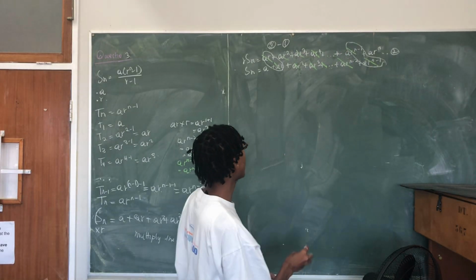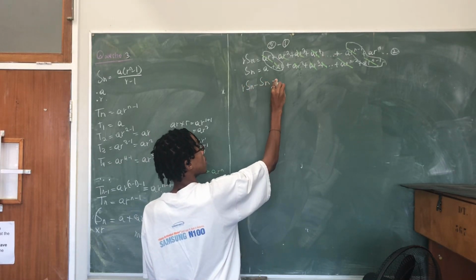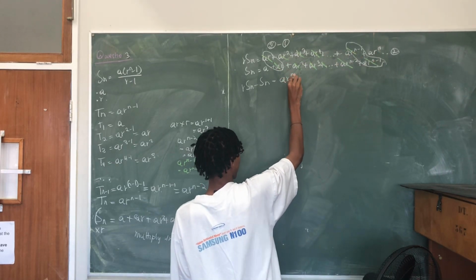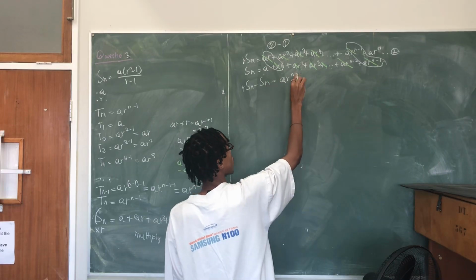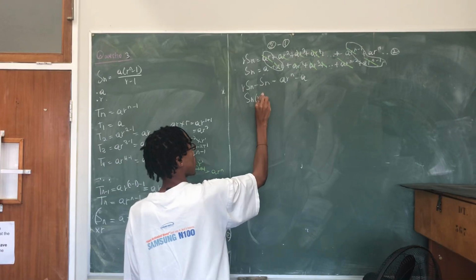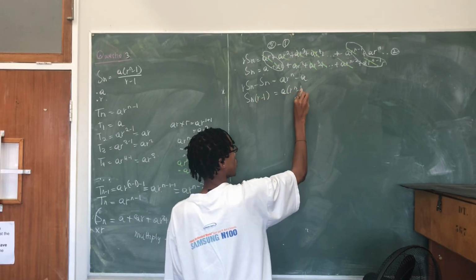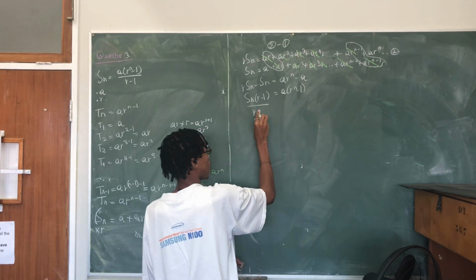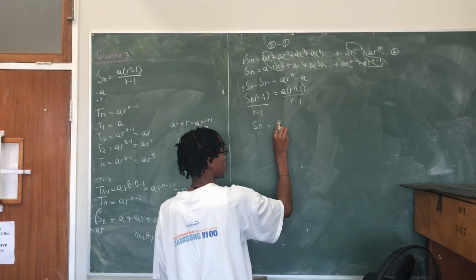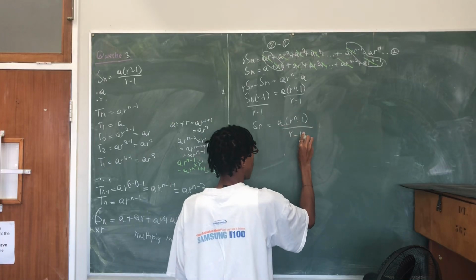The only thing that we're left with is Sn minus rSn. On top, we're only left with ar^n. At the bottom, we're only left with a minus a. Our common factor, Sn, we're left with r minus 1. Here, a is our common factor, we're left with r^n divided by r minus 1. Sn is equal to a(r^n minus 1) over r minus 1.